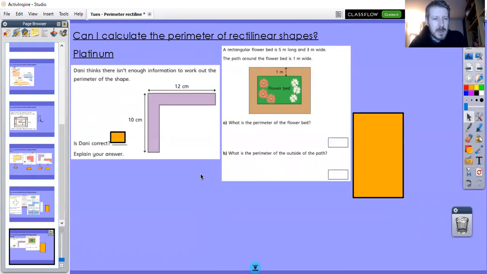Platinum questions. So Danny thinks there isn't enough information to work out the perimeter of the shape. Is Danny correct? Explain your answer. So have a go at explaining it and look forward to reading some of those as well. And then a rectangular flower bed is 5 meters long and 3 meters wide. The path around the flower bed is 1 meter wide. What is the perimeter of the flower bed? What is the perimeter of the outside of the path?